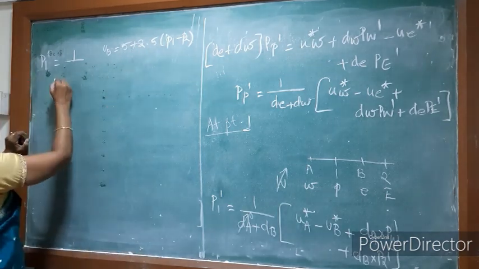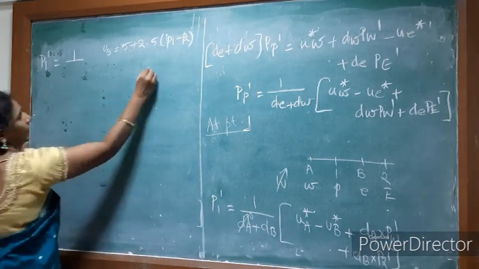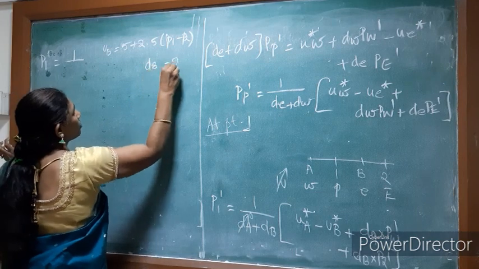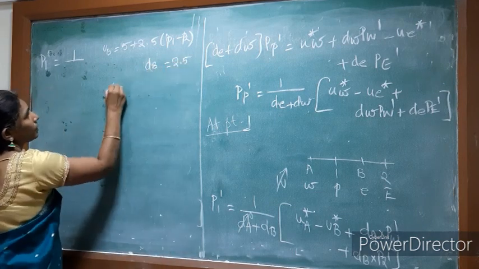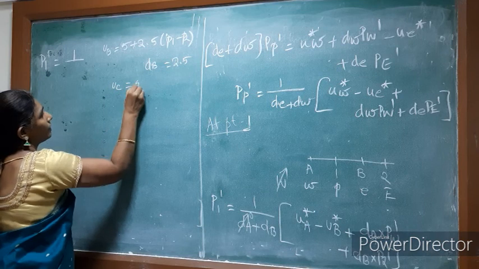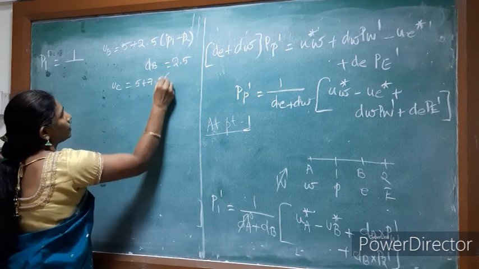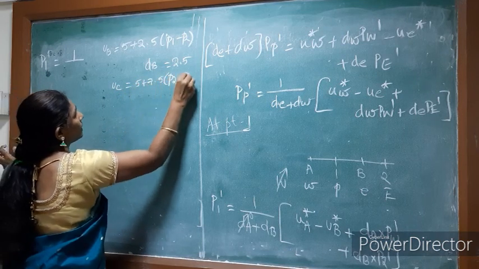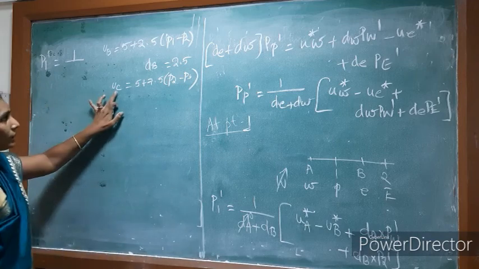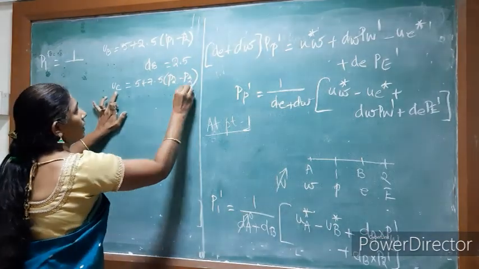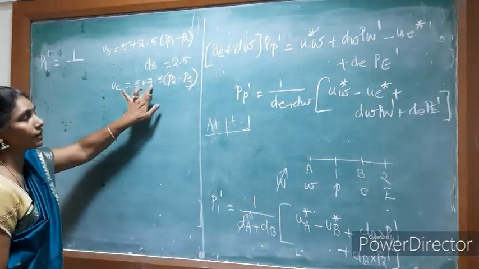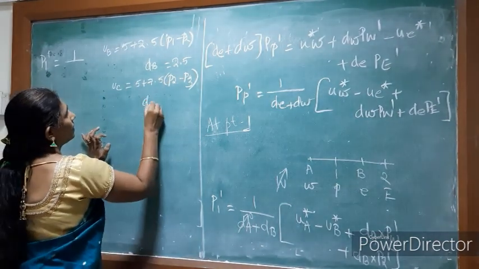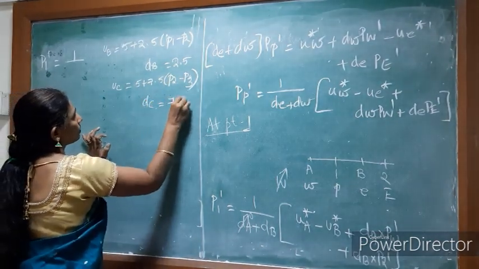So I can write, I just arrive at the values. So dB is 2.5. And what was the next boundary condition given in the question? It was 5 plus 7.5 into P2 minus P3, right? So this is for UC, sorry, this is 3. So this is UC. So this is the value of DC, right? So DC is going to be 7.5.